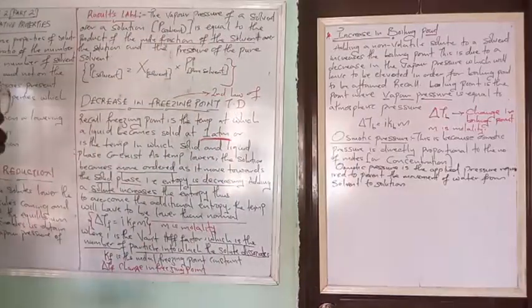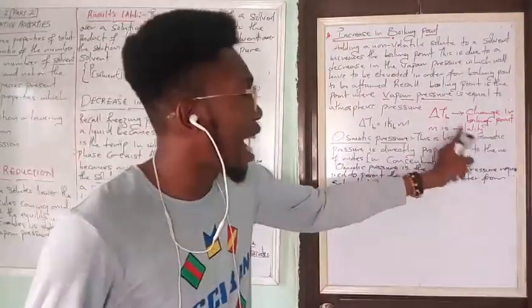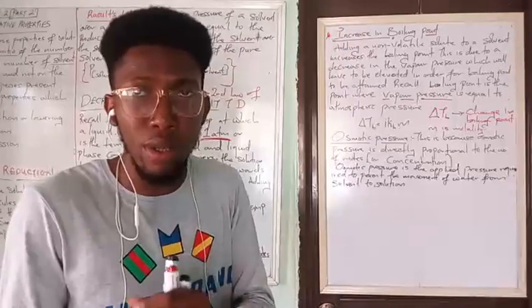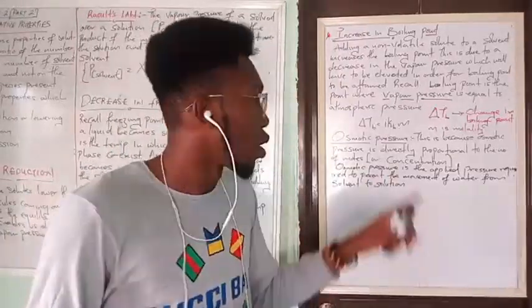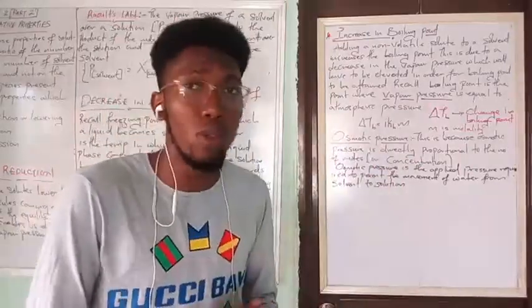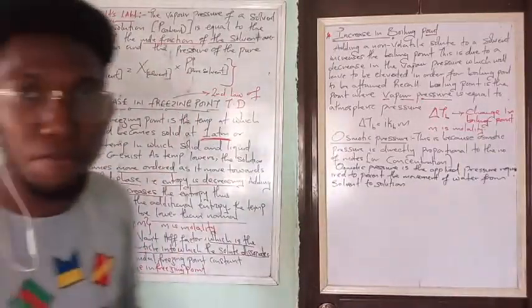Now, why is osmotic pressure a colligative property? Why? Because it shows a relationship, proportionality, variation, are you getting me now, with the number of moles or concentration. That shows that osmotic pressure can be referred to as a colligative property.